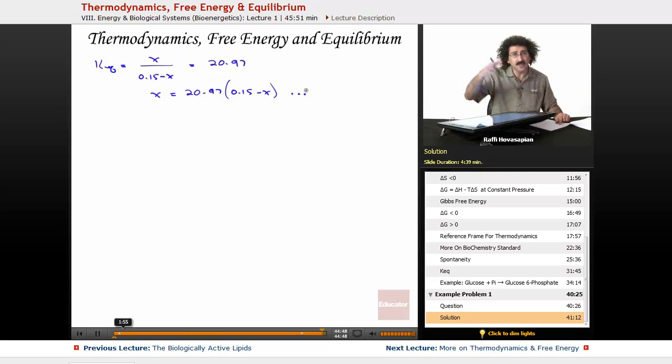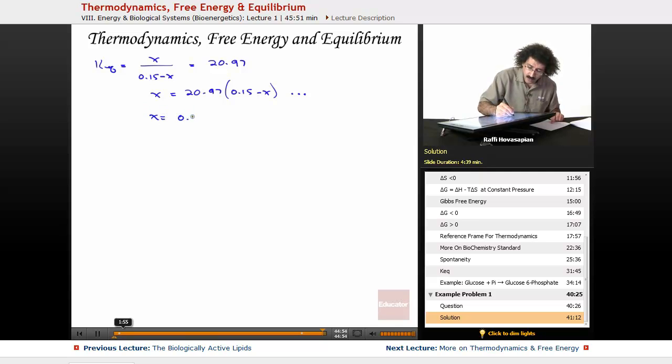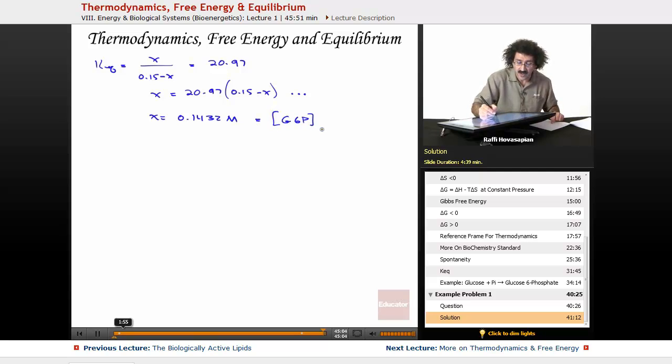I'll put three dots. You can do the algebra. What you end up with is X equals 0.1432 molar. That's going to equal the equilibrium concentration of the glucose 6-phosphate. Now, the equilibrium concentration of the glucose 1-phosphate, if you go back, is 0.15 minus X. So when we do that, we get 0.0068 molar equals the concentration of the glucose 1-phosphate.